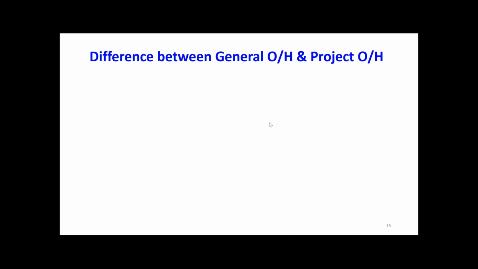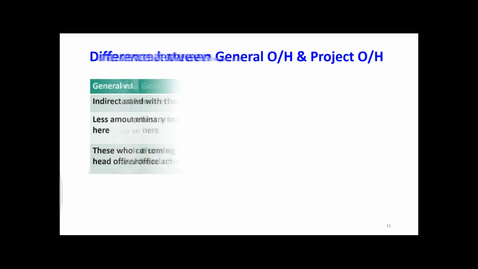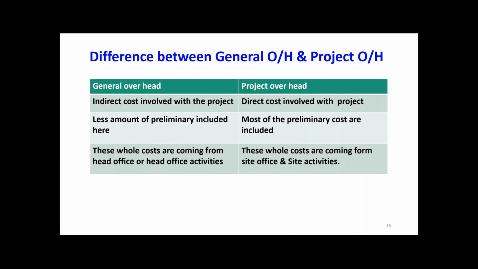Okay, so let's see what is the difference. See, the head office overhead is indirectly involved with the project. Even the site office overhead is indirectly involved, but we can see it directly at the site. We can see the tower crane, we can see the storeroom, we can see everything in the site. But general overhead, the head office overhead, we can't see at site. If you consider the prelim bill, most of the prelim bill includes the site overhead only, not the head office overhead. So less cost here.